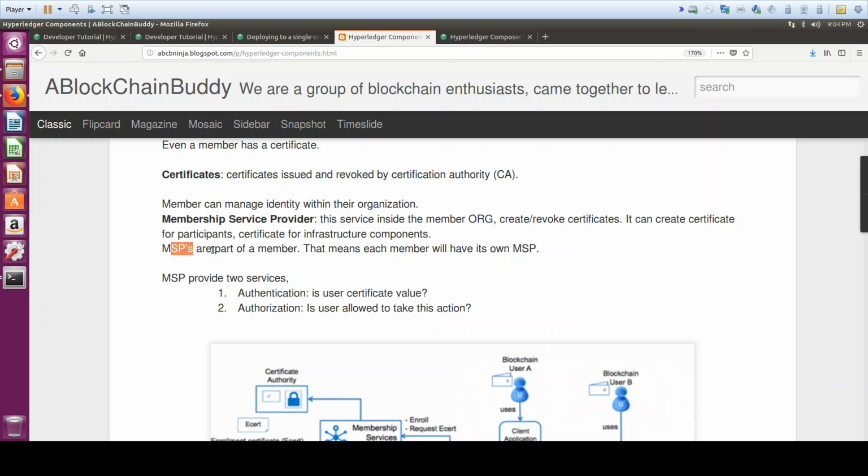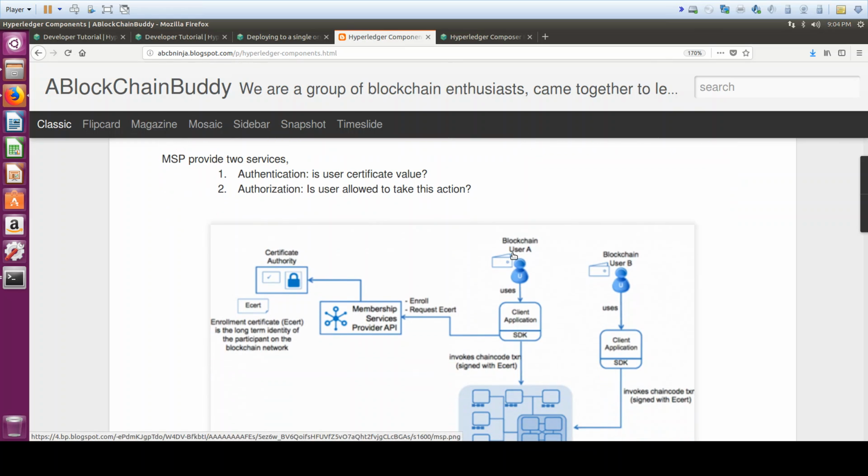MSPs are part of a member. That means each member will have its own MSP. MSP provides two services: authentication and authorization. Authentication means checking whether the e-certificate is valid. Authorization means is the user allowed to take this action? If there is a particular action, is he allowed? That is also verified by this MSP.